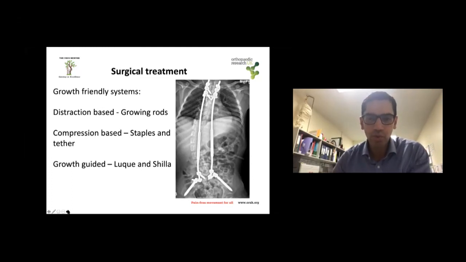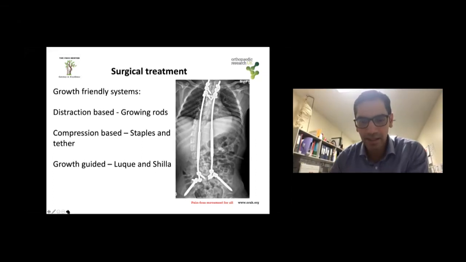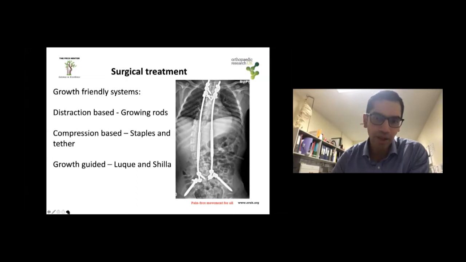These are the growing rod techniques, which allow control of the curve whilst allowing the spine to grow and the lungs to develop. There are different types of growth-friendly systems, such as growing rods. You can have single rods, dual rods, or, on this photograph, you can see magnetic growth rods, which have a magnet that you can control outside the patient to achieve sequential distraction. There are other techniques such as staples, tethers, and Luque and Schiller techniques, but they all have the same concept of controlling the curve whilst allowing the spine to grow and the lungs to develop.